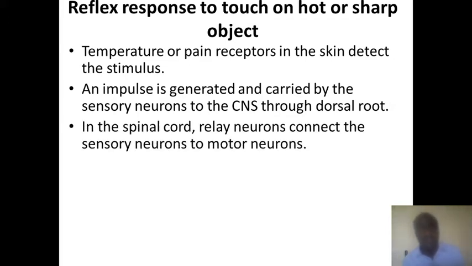Then, as they enter the central nervous system, they go directly to the spinal cord, not to the brain, because these are reflex actions. The brain is not involved. So in the spinal cord, we have the relay neurons. These relay neurons connect the sensory neurons to motor neurons. So when these sensory neurons bring in the impulses, the relay neurons connect the impulses to the motor neurons.